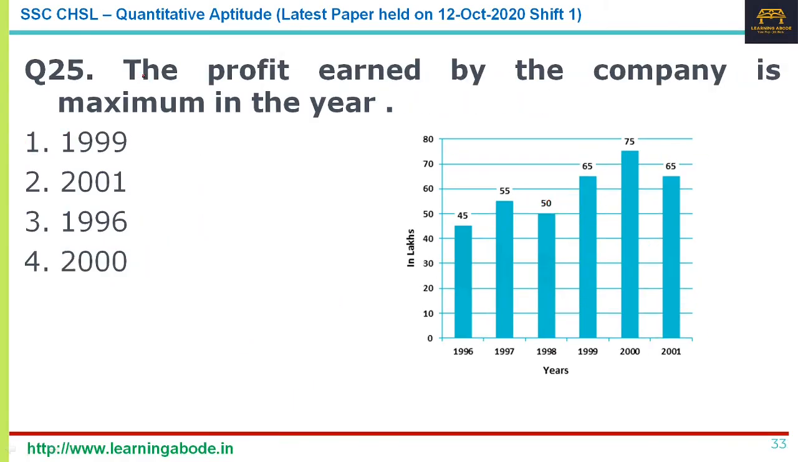The last question here again is not really clear. The profit earned by the company is maximum in the year. So again, if you look at the absolute values here, it is 75, right? So the answer for this question is option 4, 2000. That's what is given in the official key. If you get any further input on the last three data interpretation questions, I'll let you know.